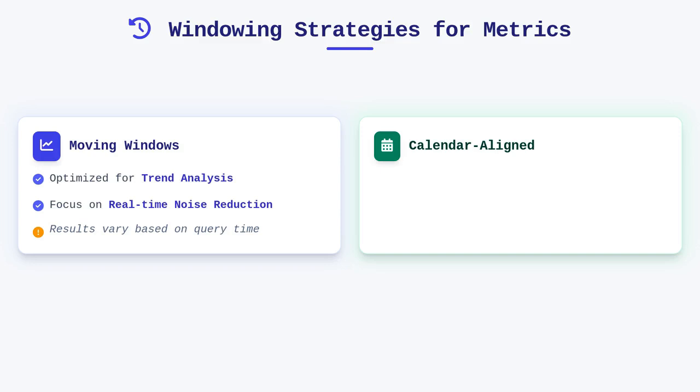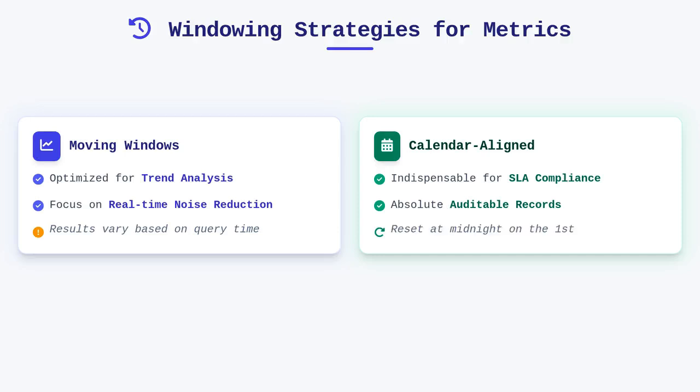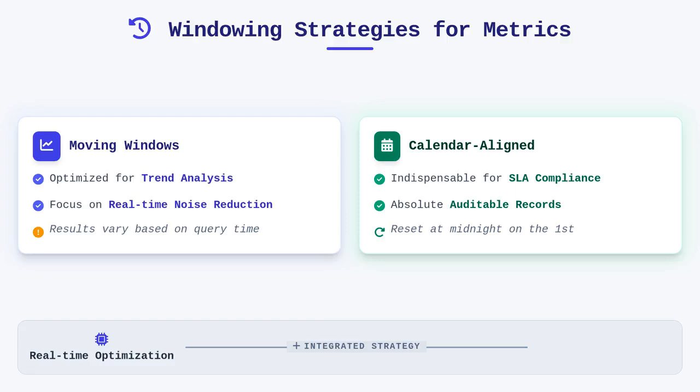This provides an absolute, auditable record of performance that aligns with external reporting cycles. By utilizing these distinct windowing strategies, you gain the ability to both optimize your system in real time through noise reduction and maintain governance over long-term performance expectations. Mastering these mechanics ensures that your metrics accurately represent the context of the operational environment you are monitoring.